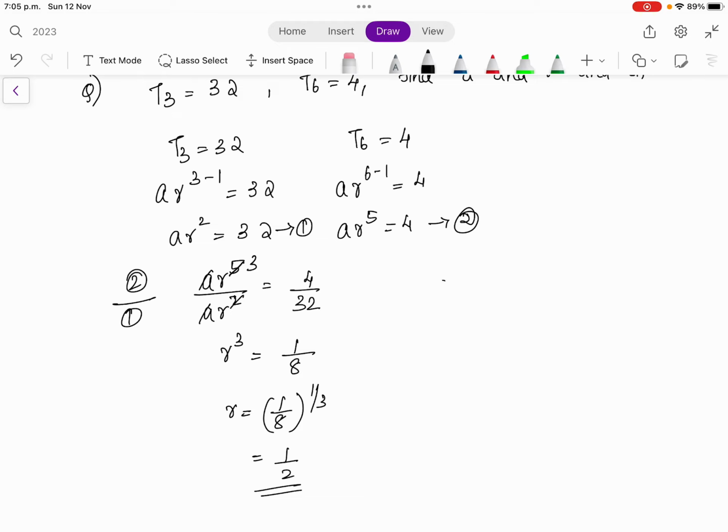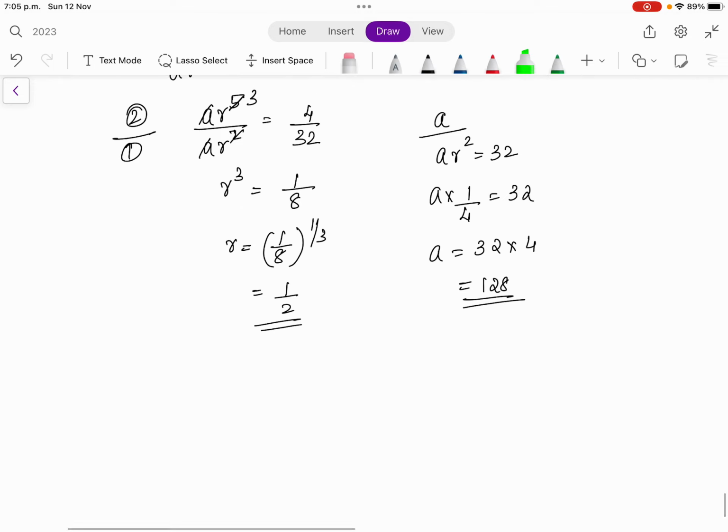So to find a, what do you do? a r squared is equal to 32. You sub it into equation number 1. So a times 1 over 4 is equal to 32, and a is equal to 32 times 4, which is equal to 128. So I got r is equal to 1 over 2 and a is equal to 128. Now what you need to do is find Sn.